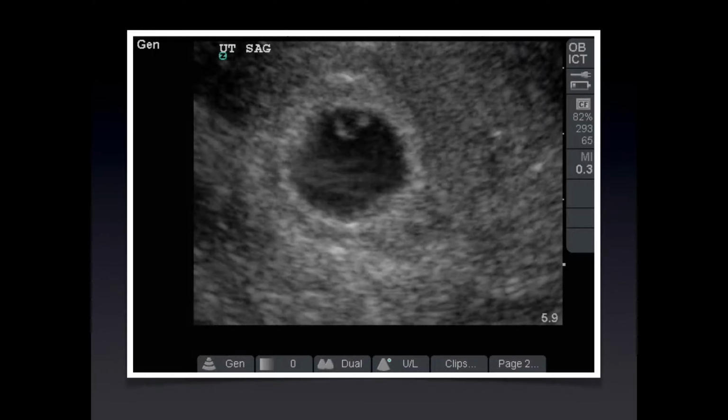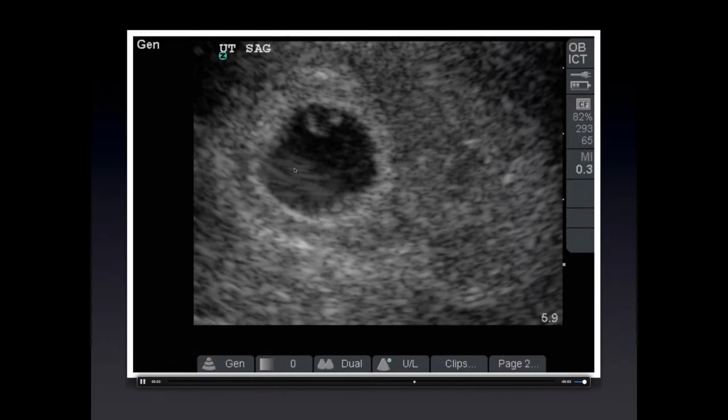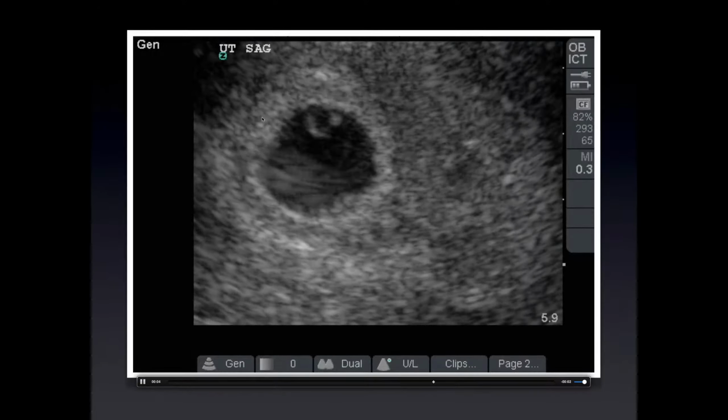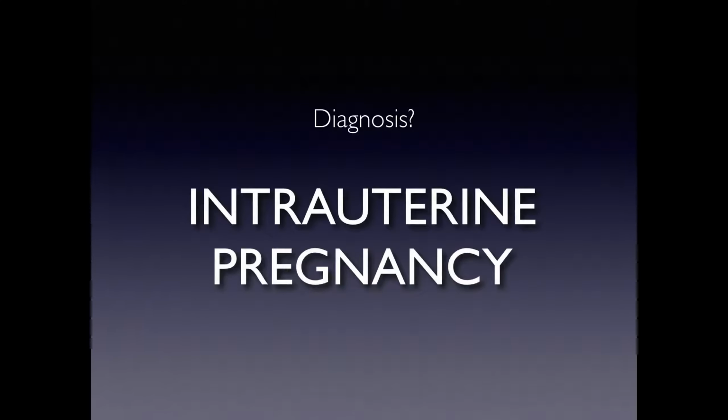When we blow that up and put it in live motion, again we see a double decidual sac sign, a yolk sac, and a small fetal pole with cardiac activity. This is also called a diamond ring sign because it looks like an engagement ring, where the 2-carat diamond is the fetal pole. So diagnosis again is definitive intrauterine pregnancy. Patient is safe for discharge home and routine follow-up with OB.